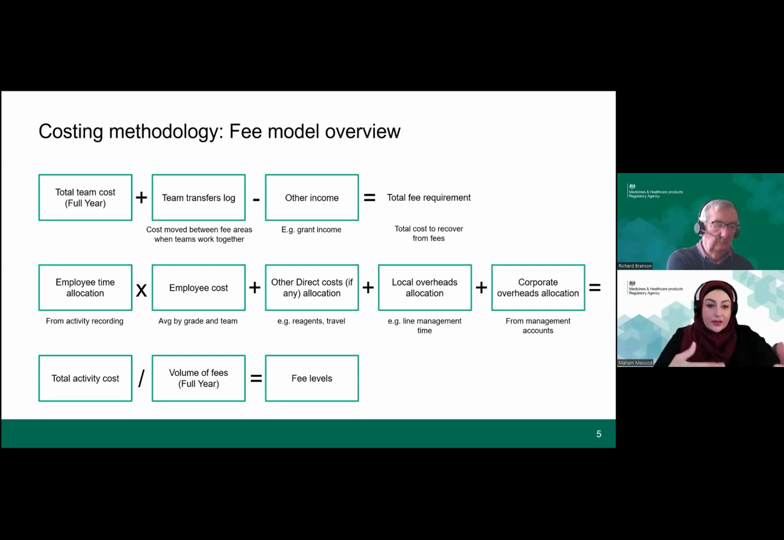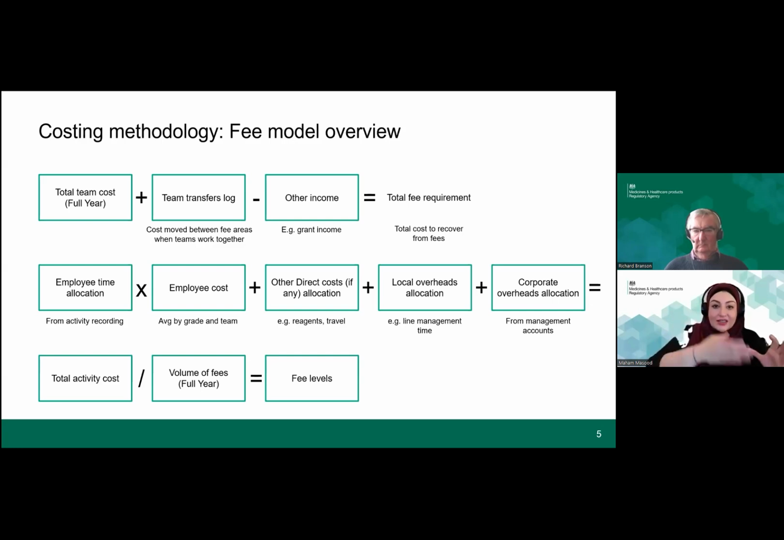Underneath, in the middle and the last line, is more around the cost allocation. What is the cost actually made up of? So what does activity recording mean? Activity recording means that we did some demonstrative recording of people who spend time contributing to a fee earning area. We tried to understand how long it takes them to complete an activity. So we use that data plus their salary costs, plus any direct costs, which could be lab costs, travel costs, for example, for inspectors, but that don't apply to everybody.